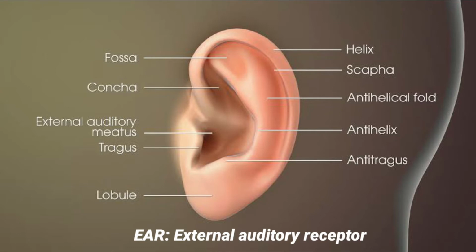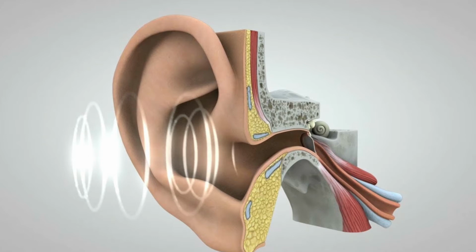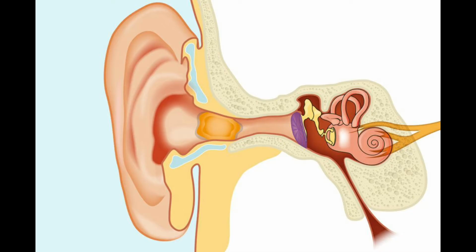The ear, external auditory receptor. The ear is the organ that enables hearing and, in mammals, body balance using the vestibular system.